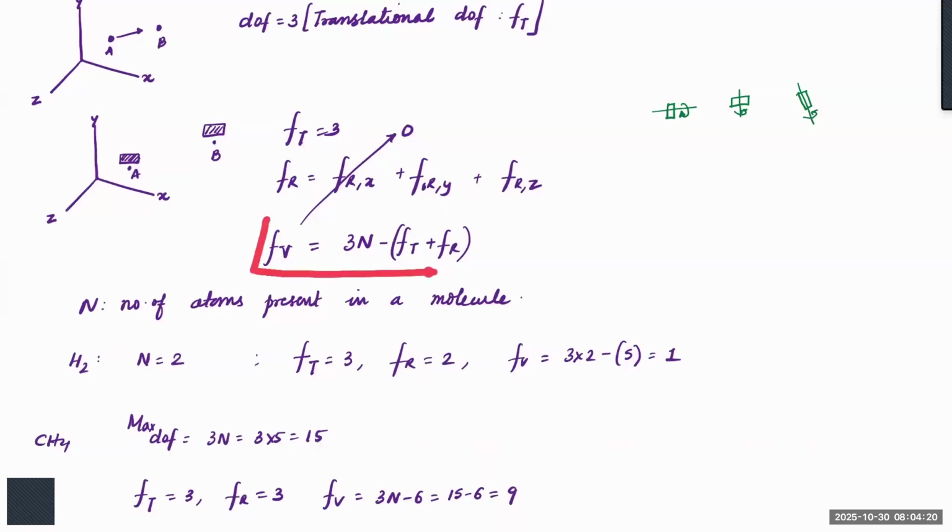Vibrational degrees of freedom is always given by a formula: 3N, the total degrees of freedom possible, minus translational plus rotational. N represents the number of atoms present in the molecule. Suppose it is H2, then N is equal to 2. Total degrees of freedom are 6, translational are 3, and rotational is 2 because H2 is linear. So vibrational will be 6 minus 5, which is 1.